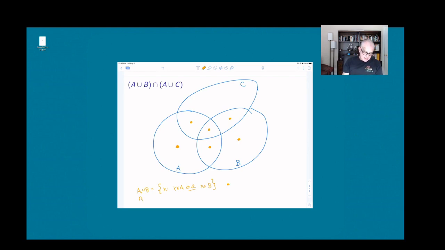What about A union C? Let's use a different color for A union C. How about green? So A union C, this is the set of X for which X is in A or X is in C. Good, it's a green dot. So this region gets a green dot because it's in A. This region gets a green dot because it's in A. This region gets a green dot because it's in A. This region gets a green dot because it's in A. This region gets a green dot because it's in C. It's not in A, but it's in C. And finally, this region gets a green dot because it's in C.